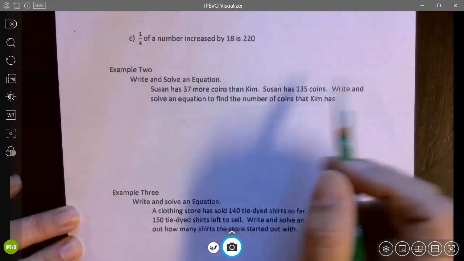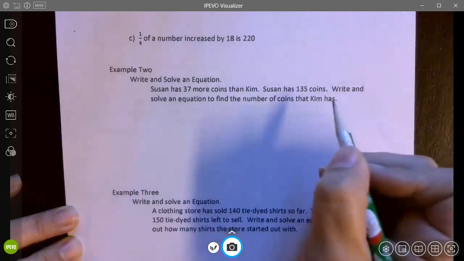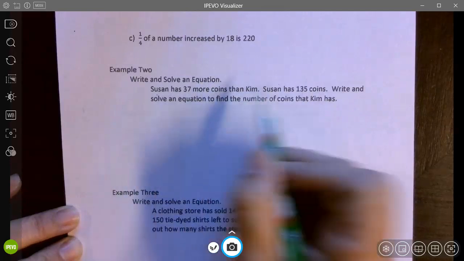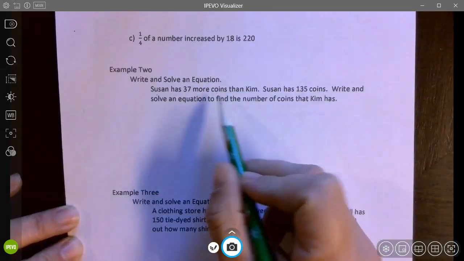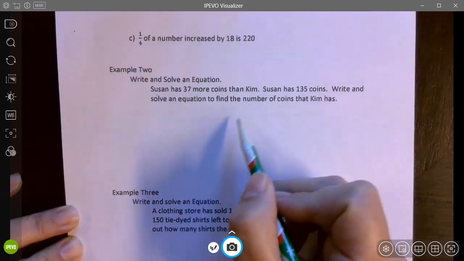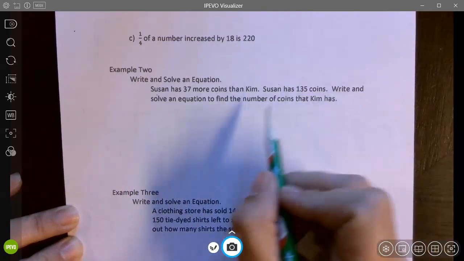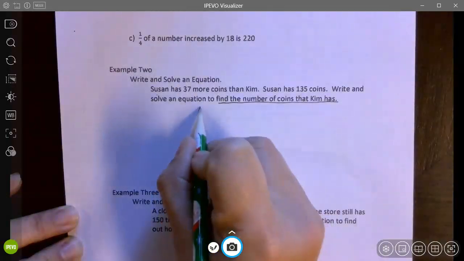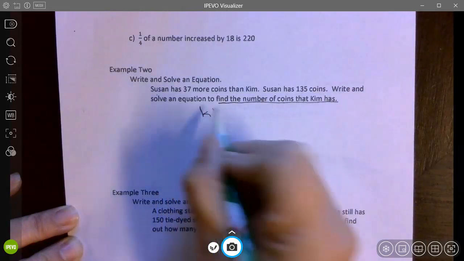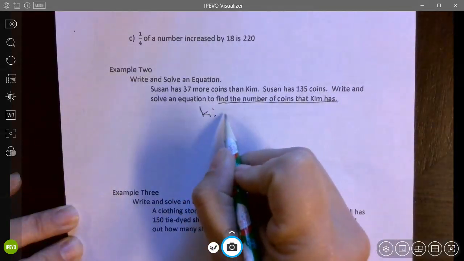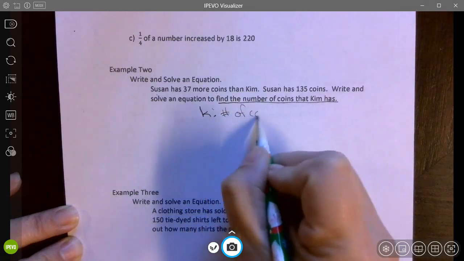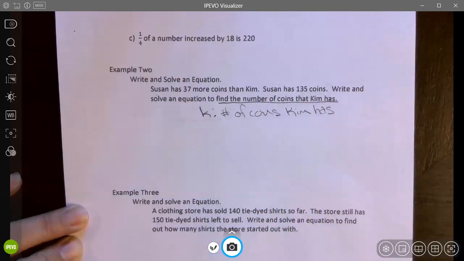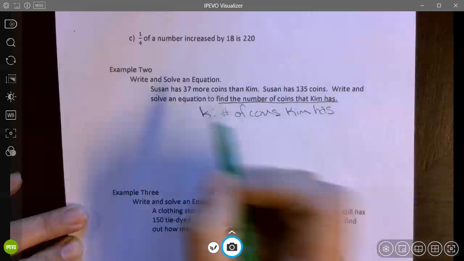So when you are solving a word problem, first you need to identify the variable. You don't know how many coins that Kim has. So you usually can figure out what the variable needs to be by the question. I need to find the number of coins that Kim has. So I'm going to do a lowercase k. That's going to be my variable. I'm going to define it. And this is going to be the number of coins Kim has.